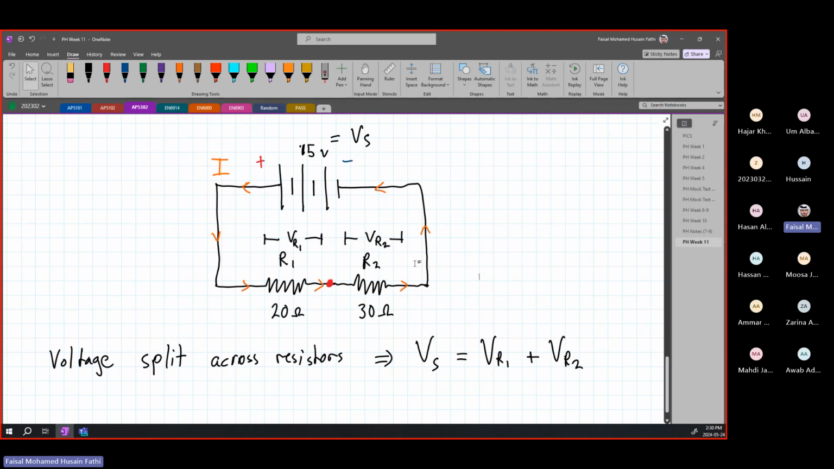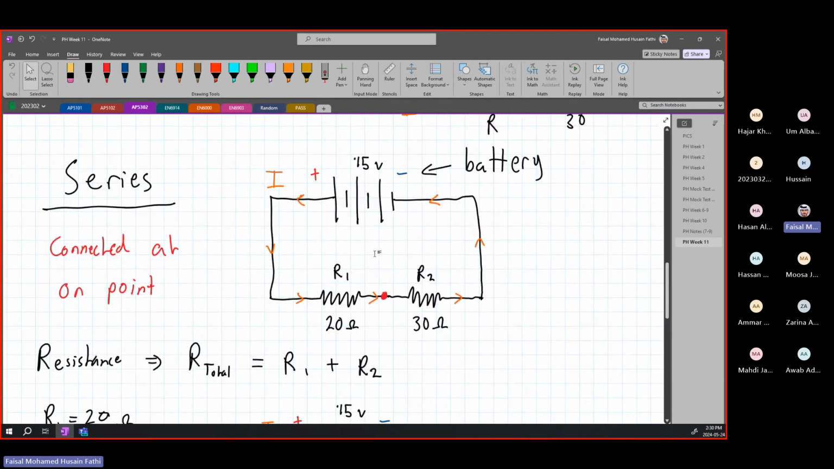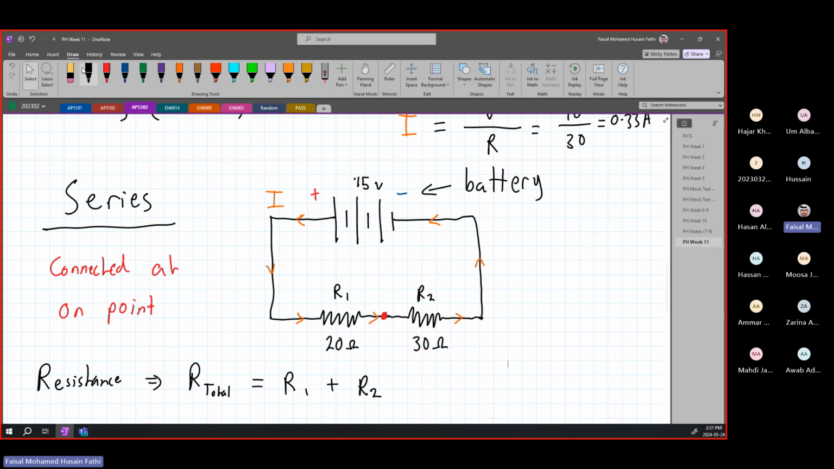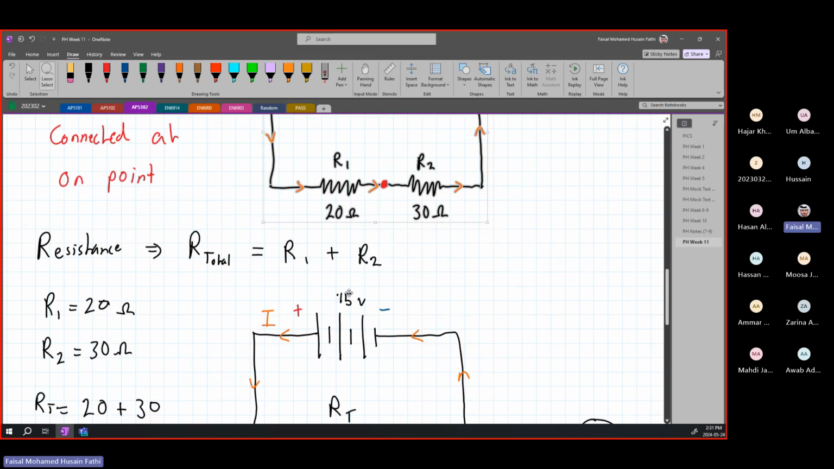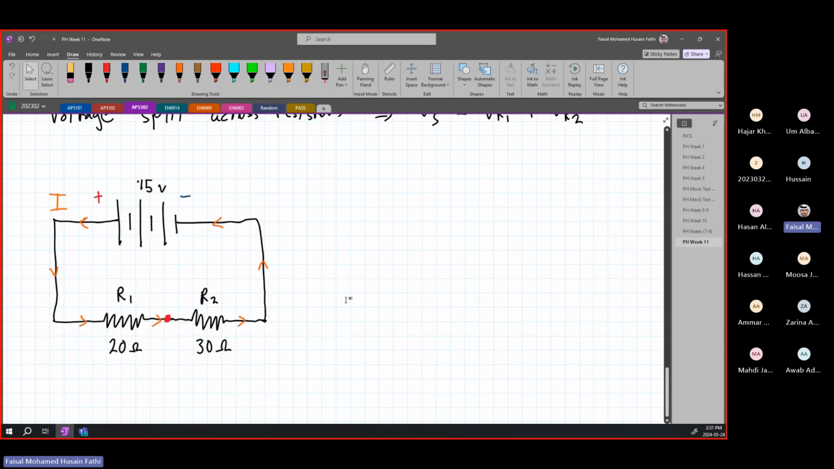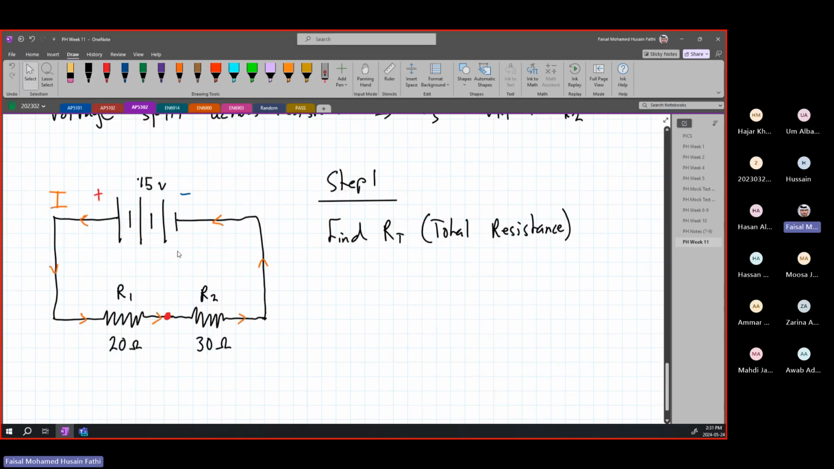Now let's try to find these values. How can we do that? Simply using Ohm's law. But how do we apply it? The very first step you should do is, let me copy and paste this so I can write down the steps for you as well. The very first step usually is finding the total resistance. So, step one: find R total, which is total resistance. That is usually your first step if you are trying to find all the values here.